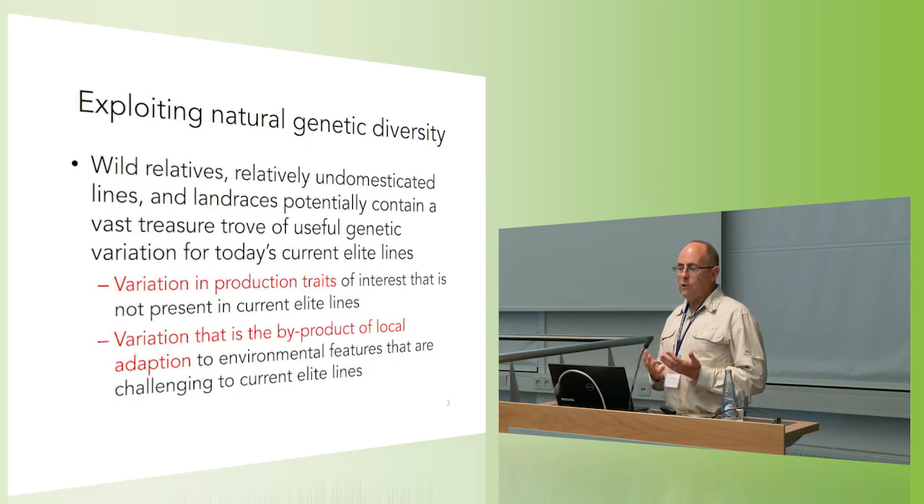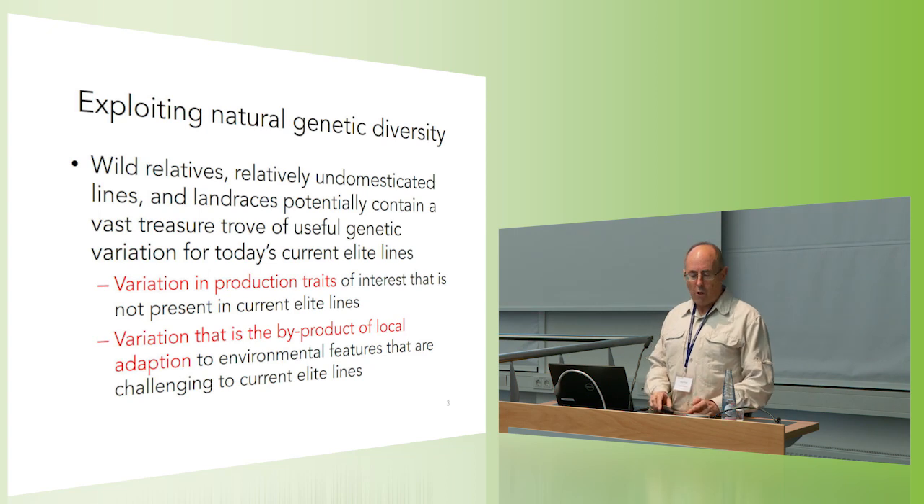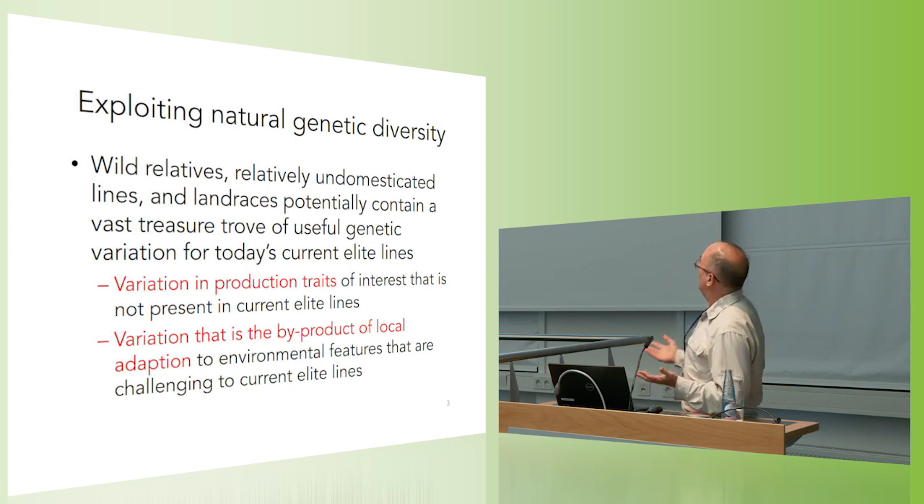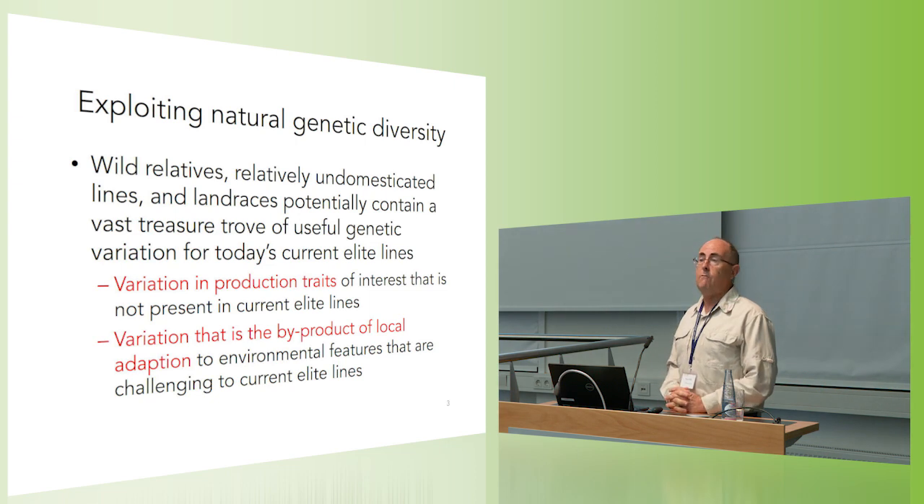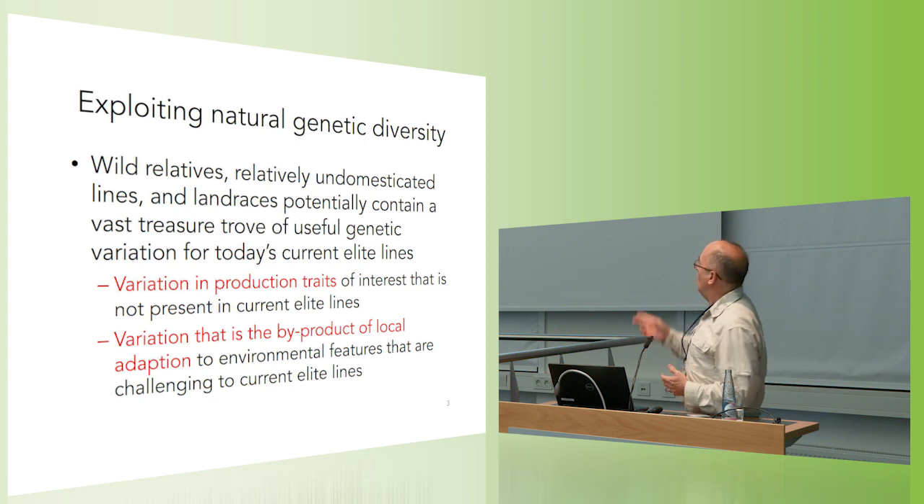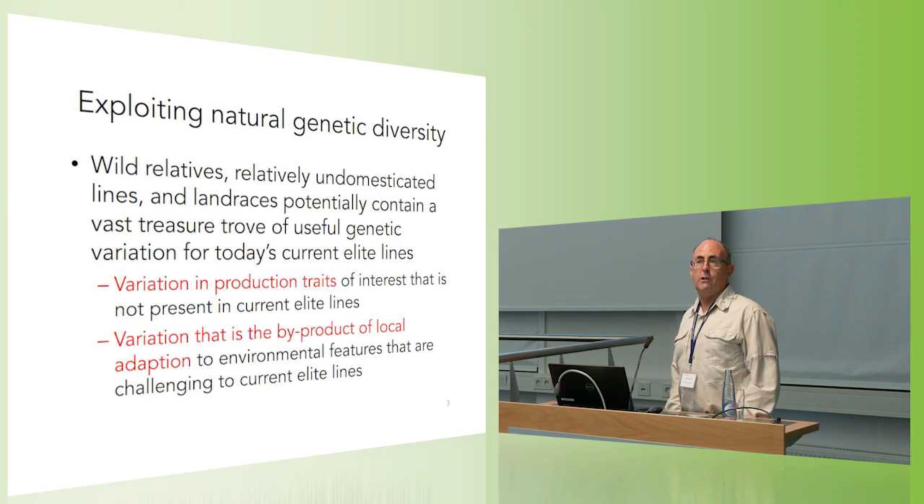So breeders want to exploit natural variation. It's why we talk a lot about the idea of preserving genomic diversity. Wild relatives, relatively undomesticated lines, and land races potentially contain vast treasure troves of genetic variation. And this variation comes in two flavors. Flavor number one is variation in production traits, genetic mutants for example that aren't present in current elite lines, but which are hiding in some of these land races.